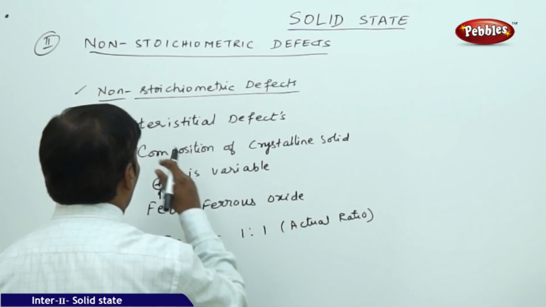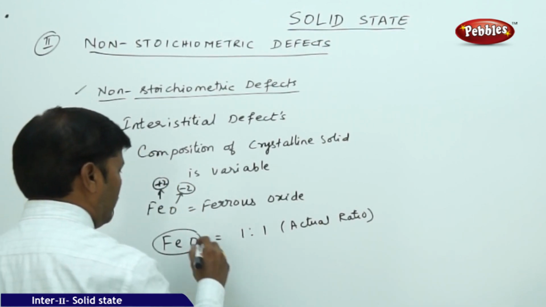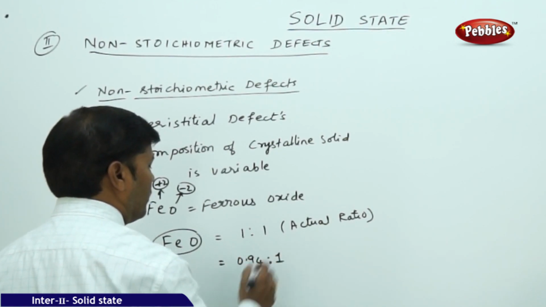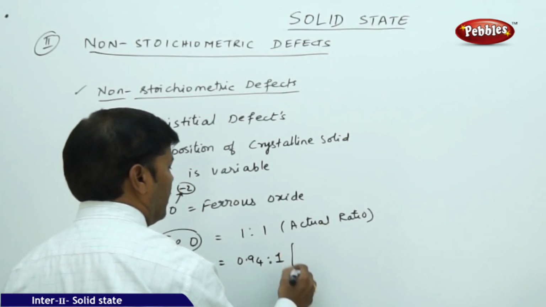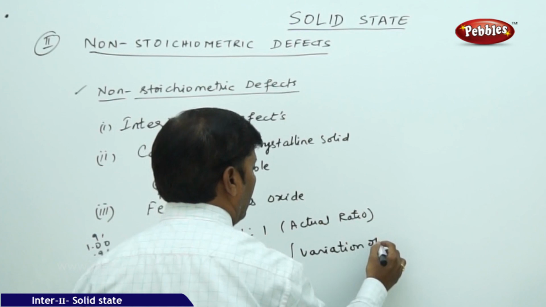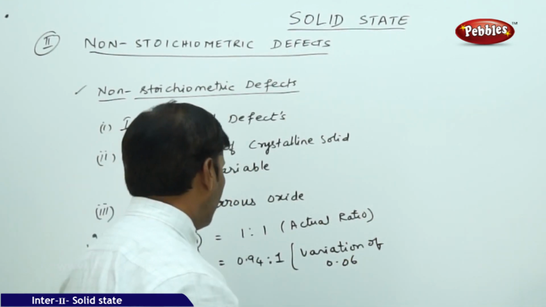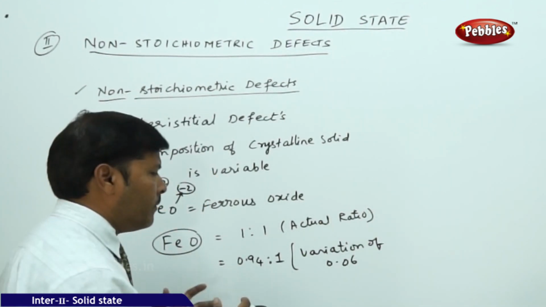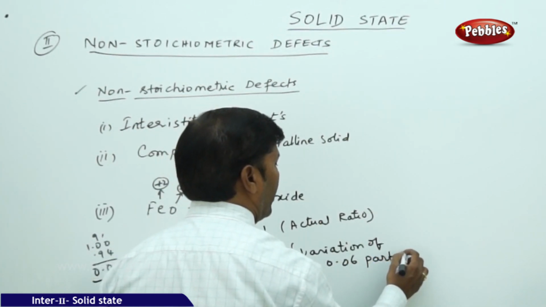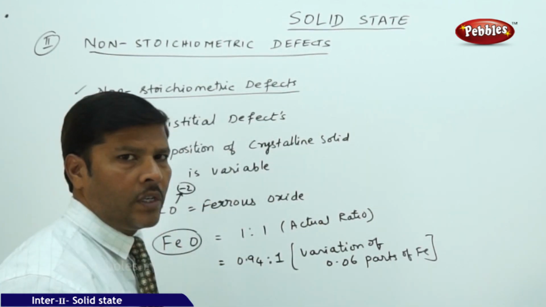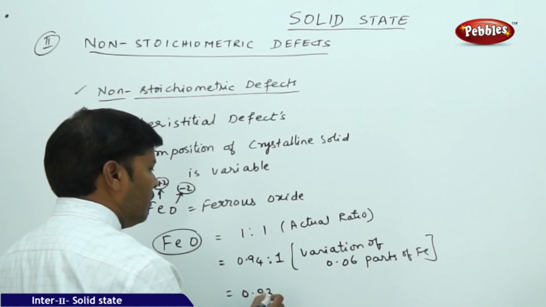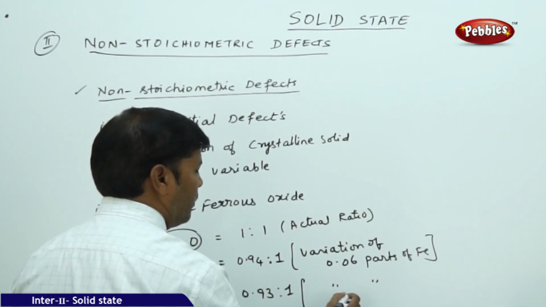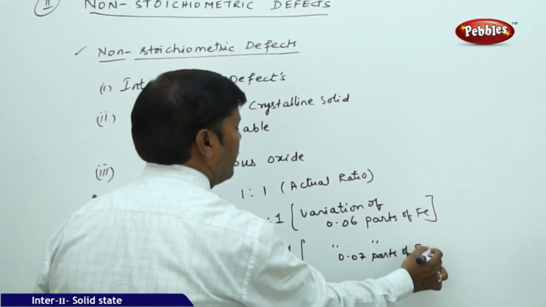But actually, because of its non-stoichiometric nature, this FeO has a ratio of 0.94:1. That means you find a variation of 0.06 parts of iron in ferrous oxide. There is no guarantee that in ferrous oxide iron is always 0.94:1. Sometimes it can be 0.93:1, in which case the variation is 0.07 parts of iron. That means the composition of iron in ferrous oxide is not fixed.